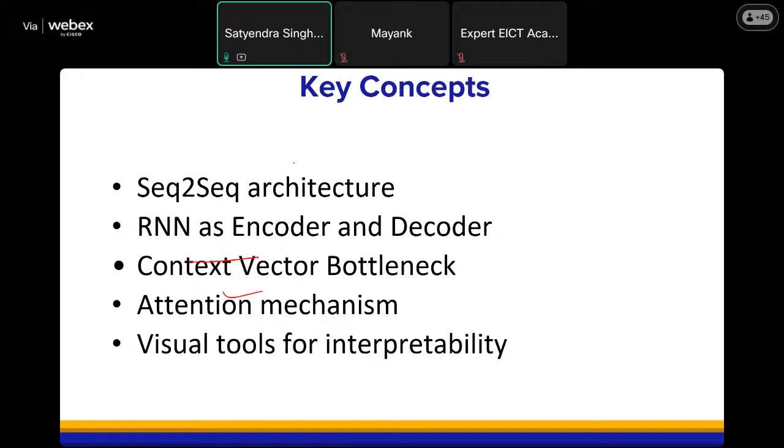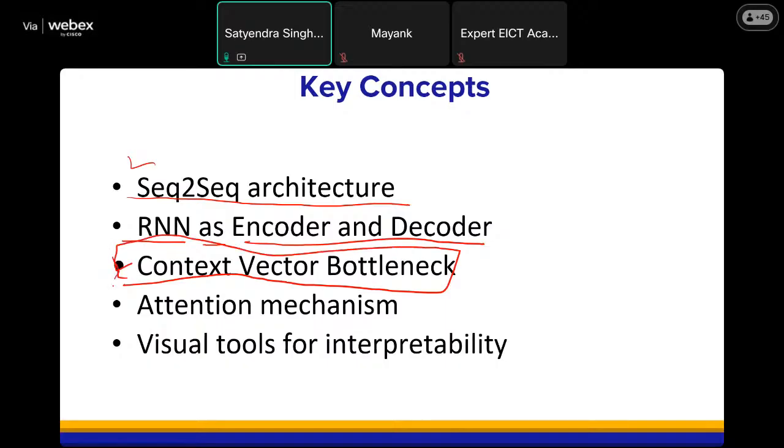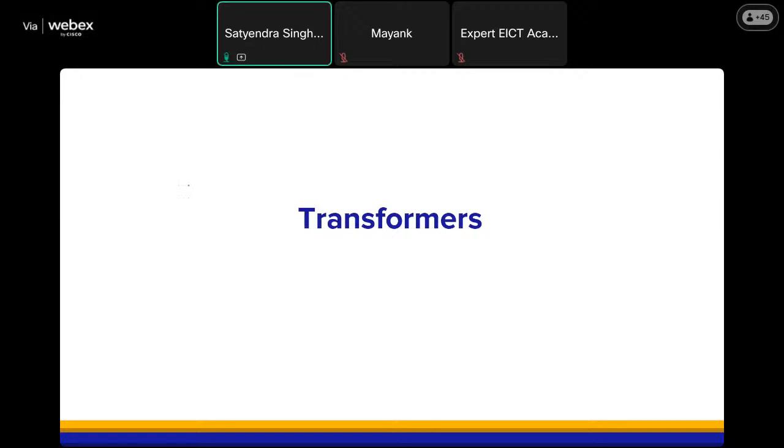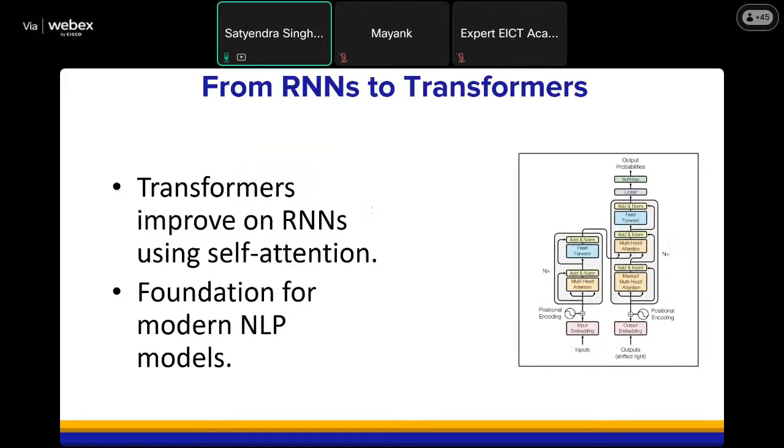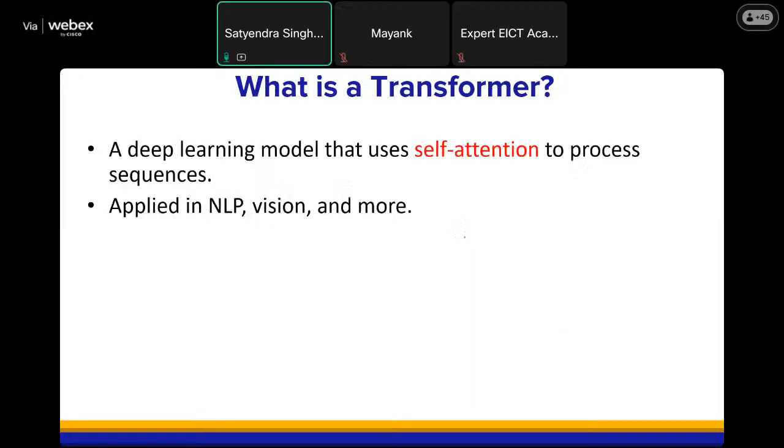These are the concepts that we studied: the sequence to sequence architecture with RNN as encoder and decoder. Then we discussed one problem called context vector bottleneck, which was solved using the attention mechanism. Then in 2017, researchers proposed the transformer architecture in the paper titled Attention Is All You Need, which solves the second problem that those networks had, the sequential computation, which makes them hard to train on large data sets.